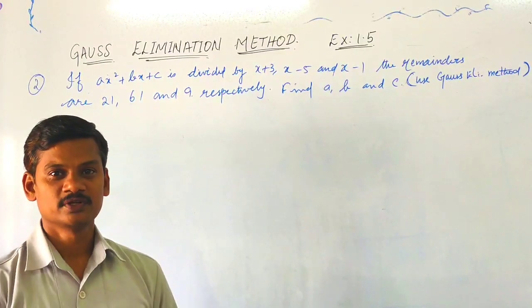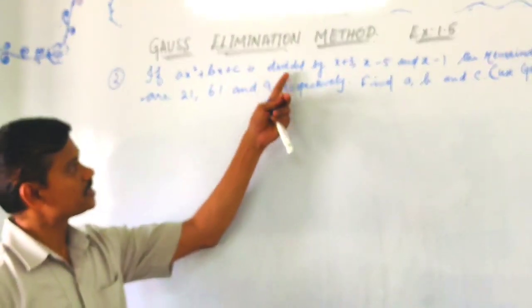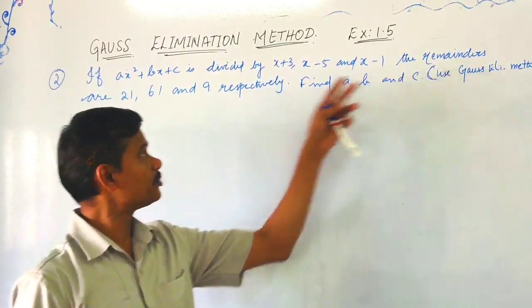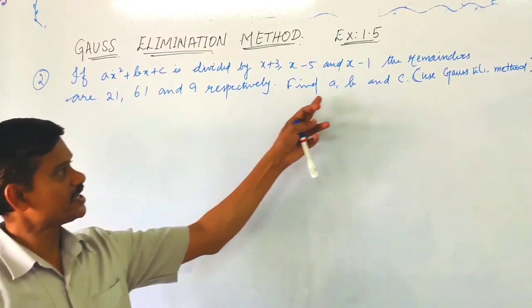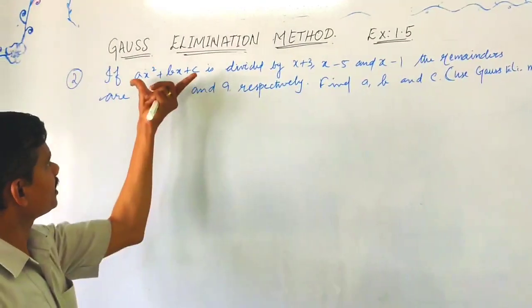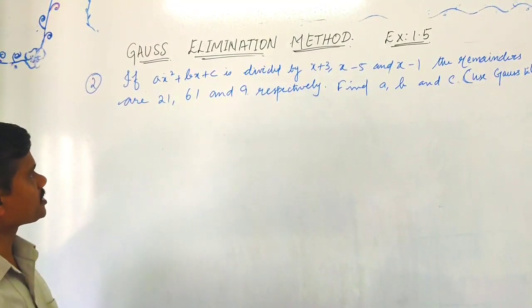Okay, in the second sum, the question is: if ax square plus bx plus c is divided by x plus 3, x minus 5 and x minus 1, the remainders are 21, 61 and 9 respectively. Find a, b and c. Use Gauss elimination method. Here the polynomial is ax square plus bx plus c.